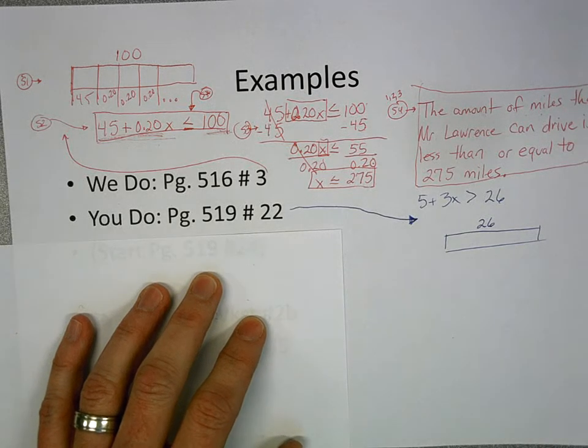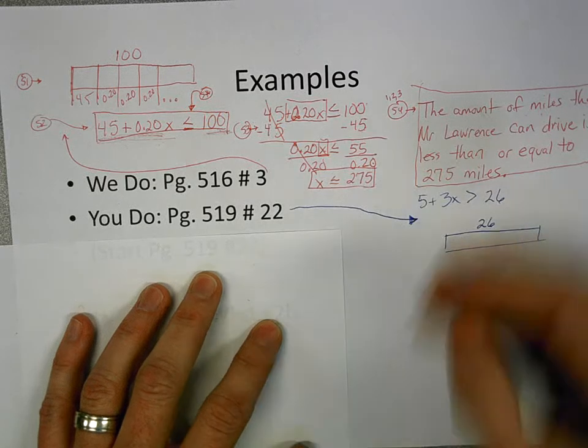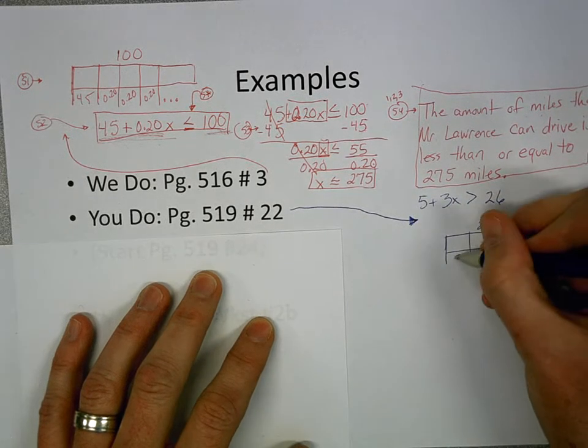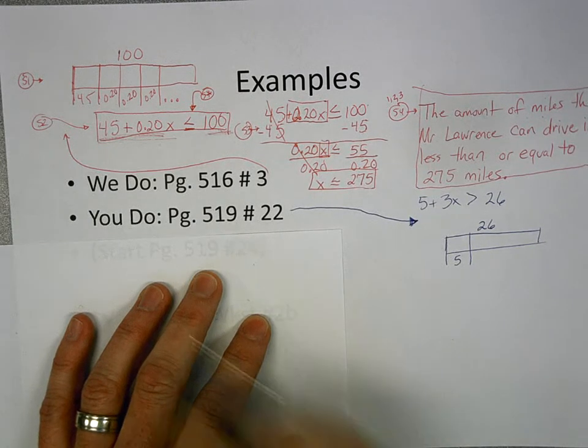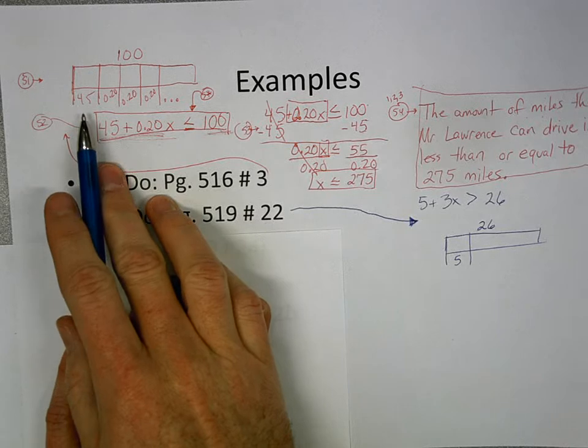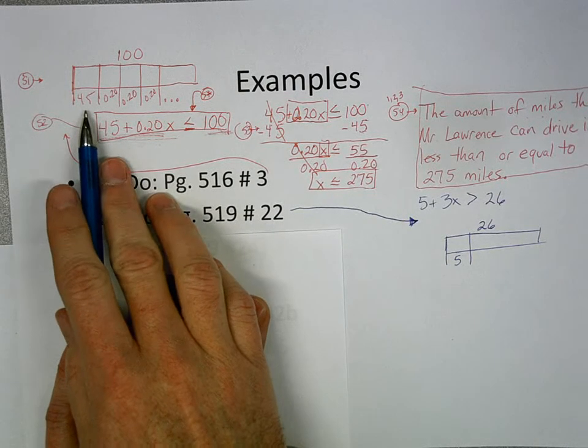Well, it says she charges an initial fee of $5. An initial fee, it's not for every single sign or whatever else. It's just a $5 flat fee. That's very much like the $45 flat fee for renting the car up here.